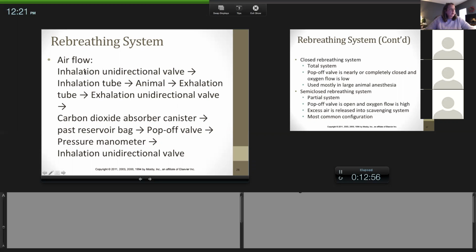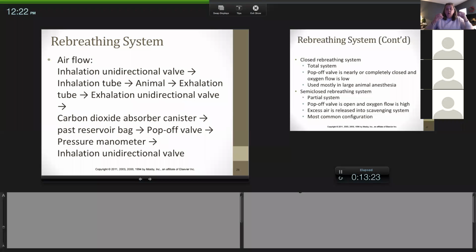Now, if you talk about the flow, when an animal inhales, the inhalation valve opens, they inhale the gas, it goes through the exhalation tubing, the exhalation valve opens, and then it goes through the carbon dioxide absorber where CO2 is removed. Then that gas will go past where the pop-off is, and some will go out the scavenge, and some will go back to the rebreathing bag.